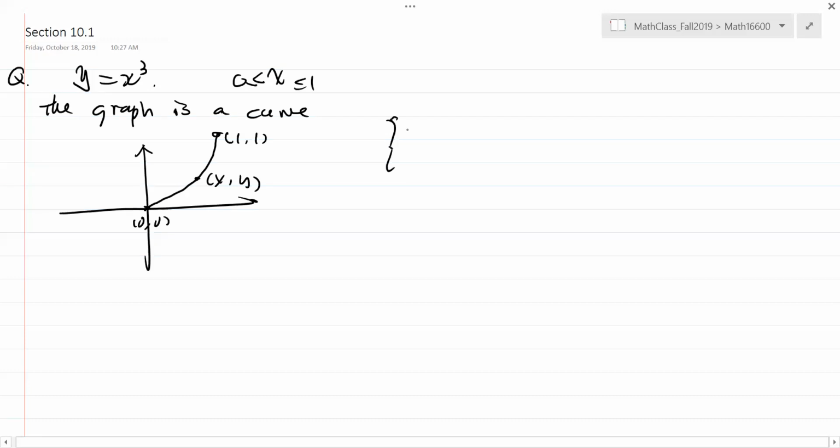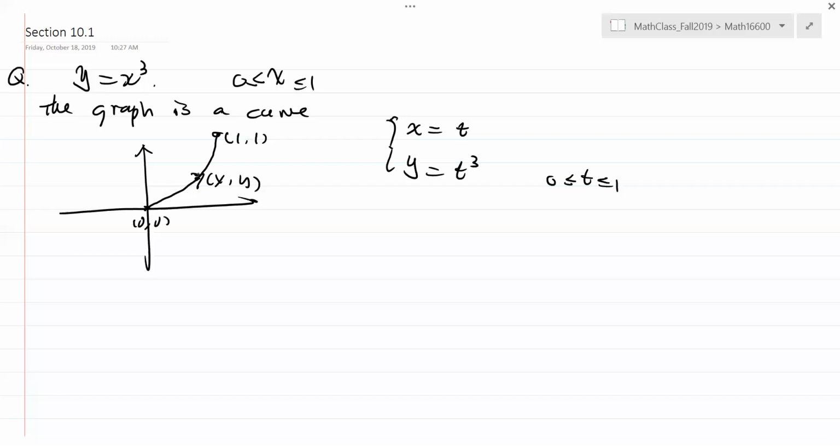So let's see. The first parameterization is x equals t and y equals t cubed, right? So t is between 0 and 1. You think about t as a time, okay? So when time changes from 0 to 1, the point on the curve moves from the origin to that end point, okay? It's going in that direction. So we use those two equations for the coordinates to describe all the points on the curve.